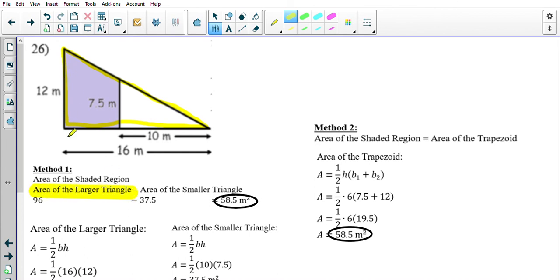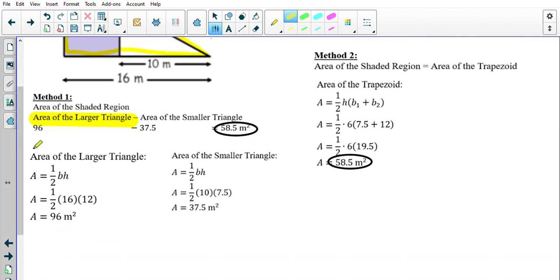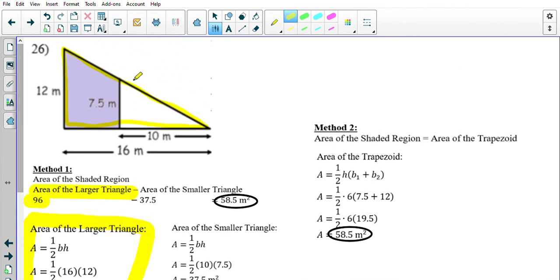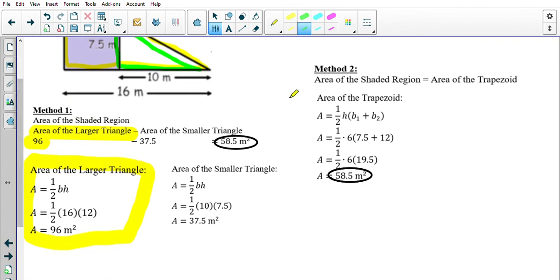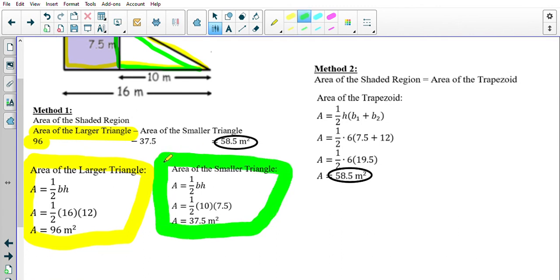Base and height are 12 and 16. So we do half times 12 times 16. That's down here. That's going to get us 96 meters squared. So that's for the bigger triangle. Now we want to cut out this smaller triangle, which I'm going to outline in green. And what that will do is leave me with the shaded region. The base and height of this are 10 and 7.5. So down here, I'm going to do half times 10 times 7.5, which is going to get us 37.5. If we take 96 minus 37.5, we're going to get an area of the shaded region of 58.5 meters squared.